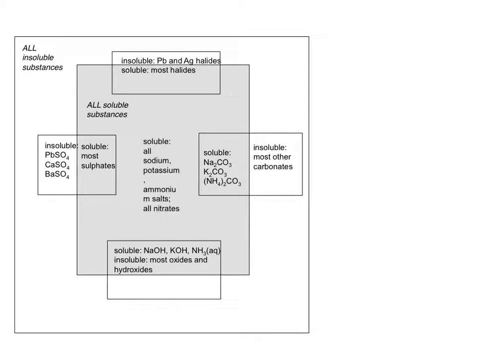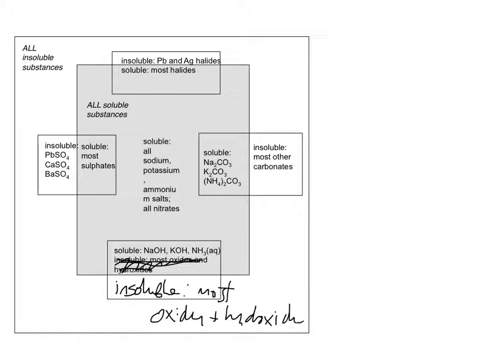Now, in actual fact, this Venn diagram is actually wrong. This is a bit of a mistake down here. That should be in the white box here. So that says insoluble: most oxides and hydroxides. So what this shows us is which salts are soluble and which salts are insoluble, and it does it pictorially, which I much prefer to the rules.